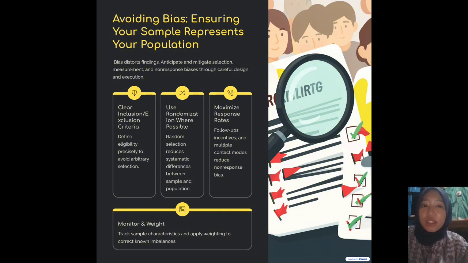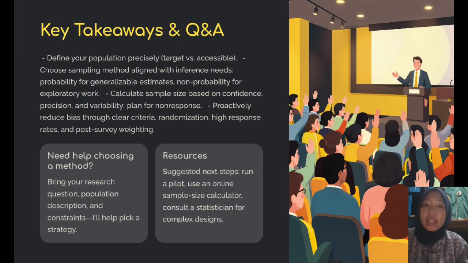To conclude, population and sampling are very important in research methodology. We need to clearly define our population because the right sampling method determines the correct sample size and minimizes bias. By doing all of these steps properly, we can produce research that is accurate, reliable, and useful.